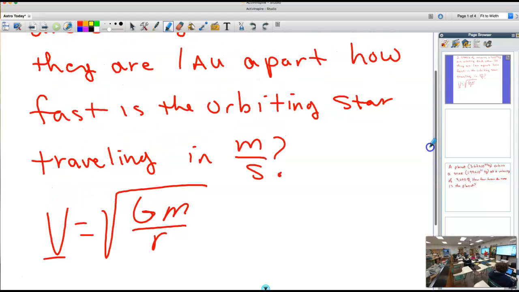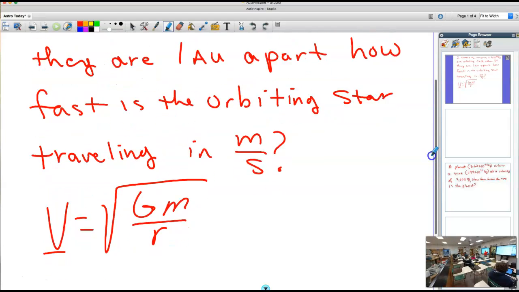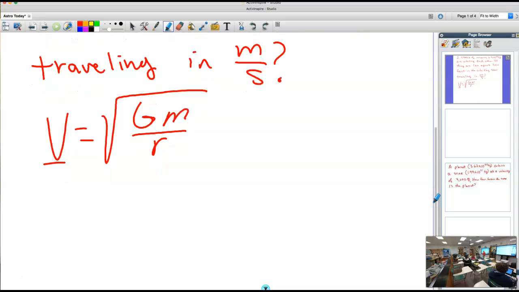Oh, no, we do want the speed. I was thinking I wrote it differently. We do want the speed, right? So we don't have to do any rearranging. So what's G? G is the gravitational constant. What number is it? 6.67 times 10 to the negative 11.